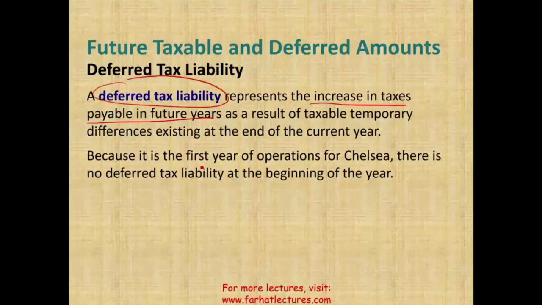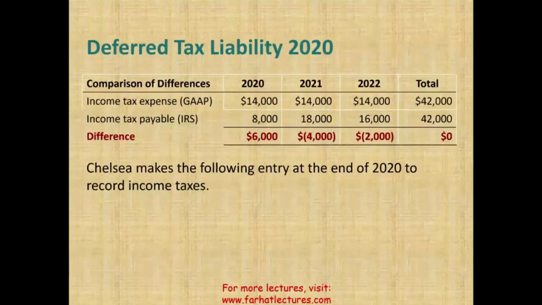Okay, because it's the first year of operation, there's no deferred tax liability at the beginning of the year. So we're keeping this example simple because there's no prior deferred tax liability, but we're going to have to deal with prior deferred tax liability. But it's very important to understand the idea. Okay. Again, this is a picture of what we just did, and this is the journal entry.